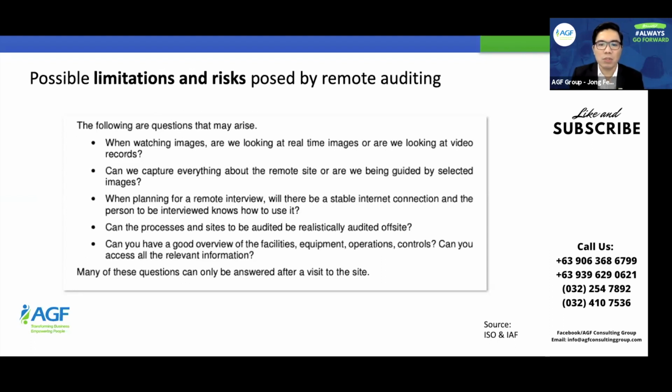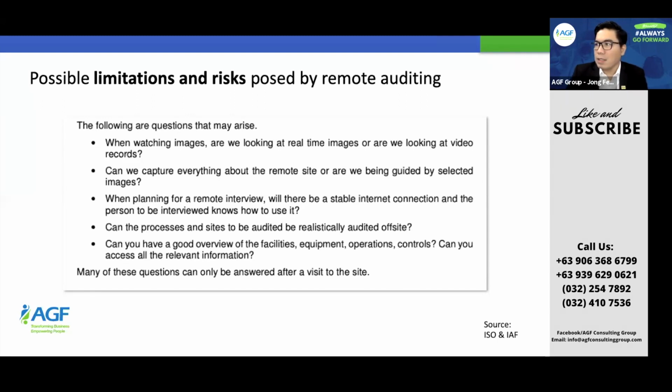Many of these questions can only be answered after a visit to the site. That's why certification body auditors would normally, as much as possible, go on site to do a stage 1 audit and check whether it's possible for them to do remote audits during the subsequent stage 2, or maybe during the subsequent surveillance audits. So bear that in mind.